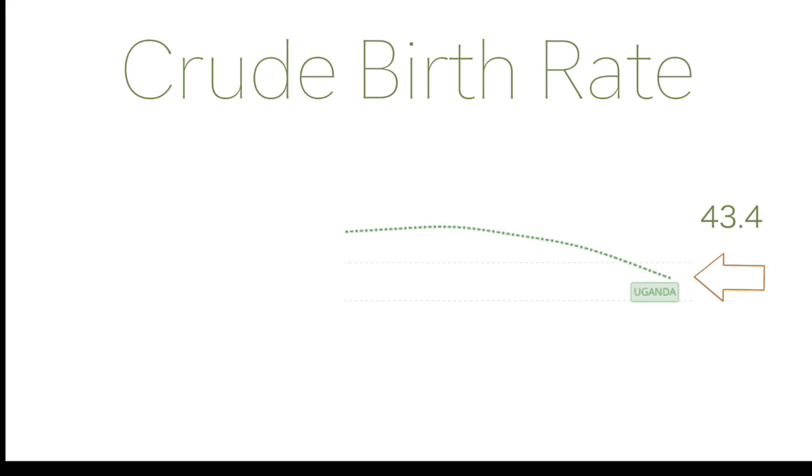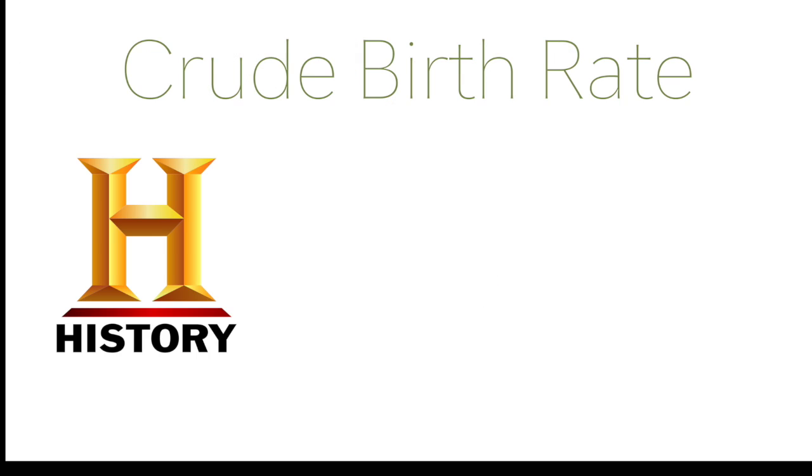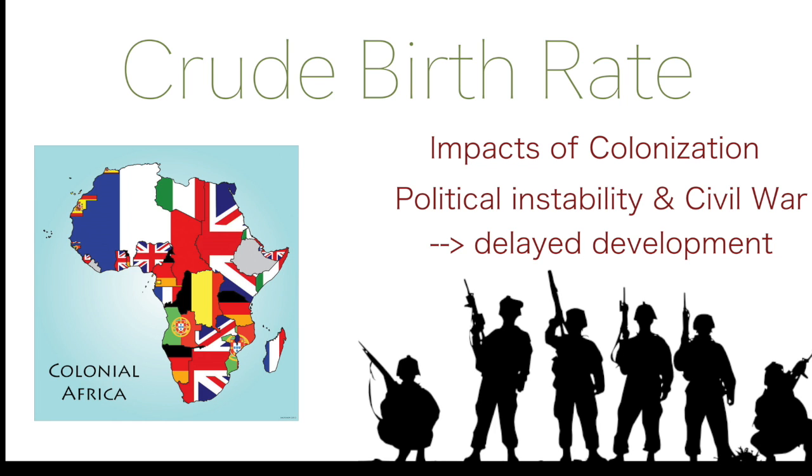Uganda's birth rate, although decreasing with an increase in development, still remains high as it is seen from most developing countries. This occurs today for a number of factors that we will discuss later, but it is important to note the historical reasons for the high birth rate we see today. Like many developing countries, Uganda's development was stunted largely due to the impacts of colonization. When the British left in 1962, they left the country with decades of political instability and civil war.